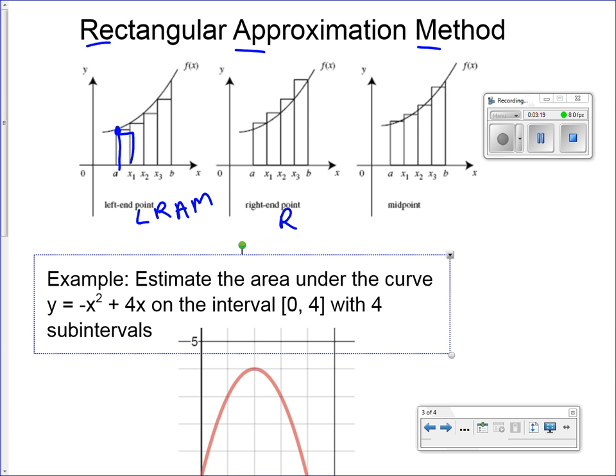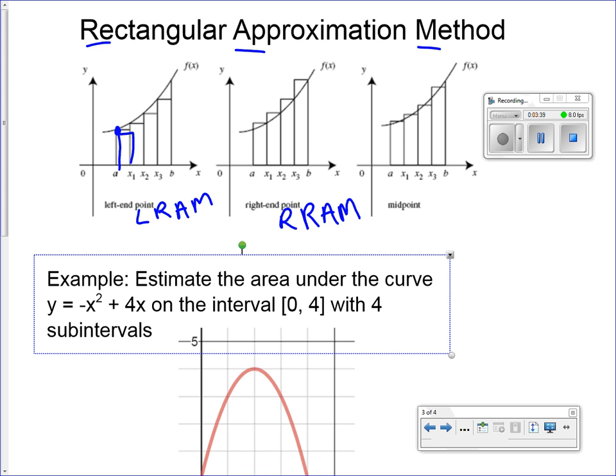The other thing we can do is we can come from the right. This one's called RRAM. So again, we have a bunch of rectangles, 4 specifically, and the right top corner touches the curve, and you can see these rectangles are a little bit over the curve. So that one's going to be an over approximation.